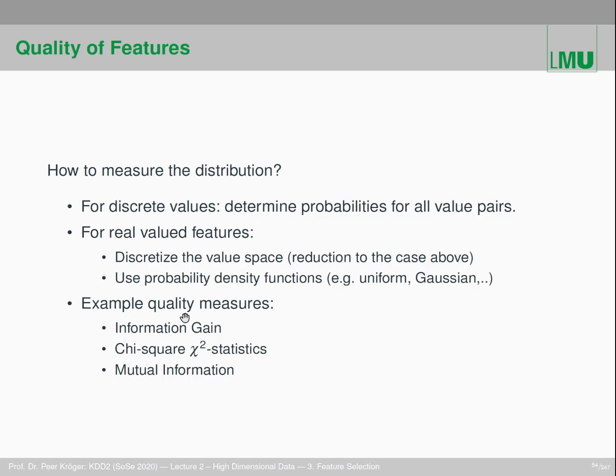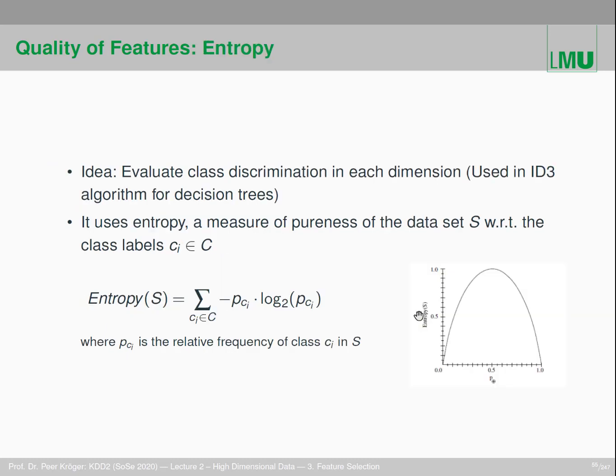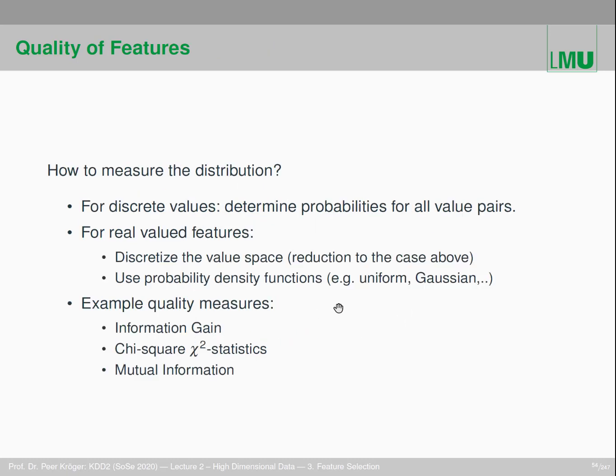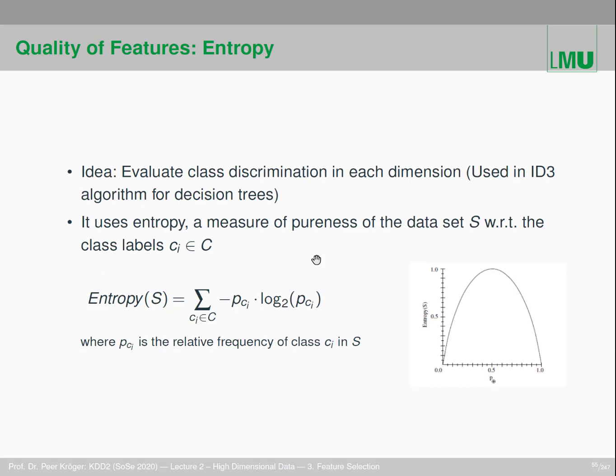Yeah? And here are the example quality measures. You probably already know from KDD1 decision trees, so information gain, mutual information, chi-square statistics, all those things can be used. Okay, so have a look at those things here. First of all, information gain. So information gain is based on entropy, and the basic idea is we want to evaluate the class discrimination in each dimension. Yeah, this is used in one of the algorithms for decision tree building.